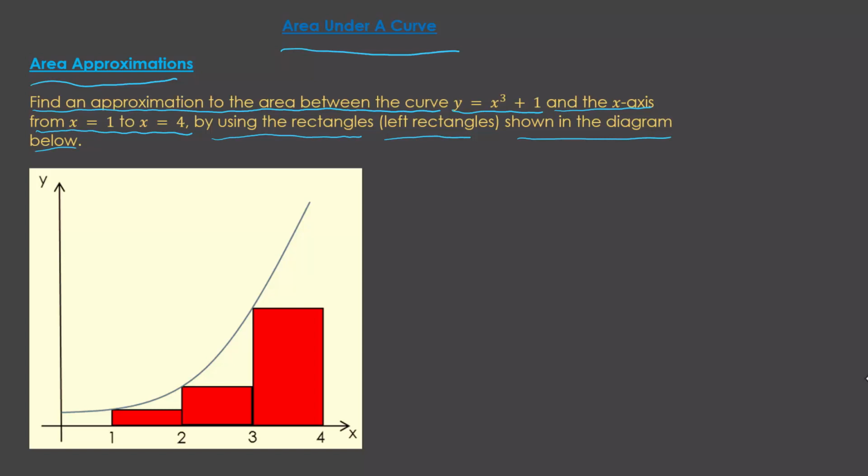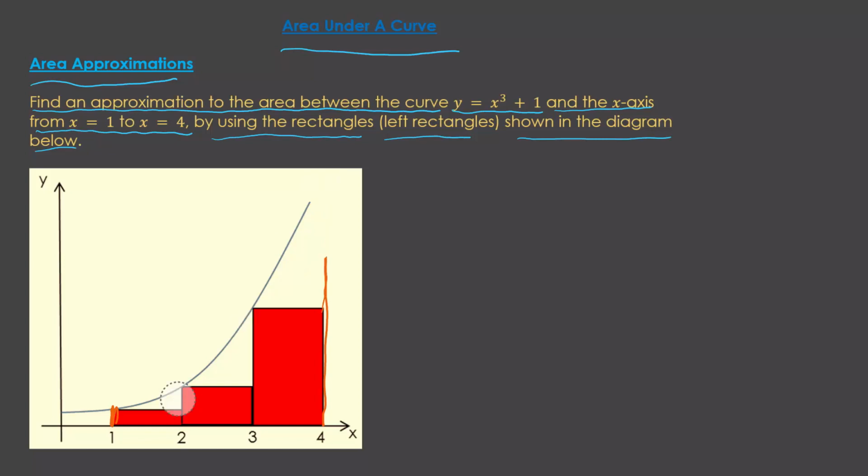So why are they left rectangles? Well, the height of the rectangle is the height of the curve at the left hand end. You'll see shortly we're going to use some right rectangles. Why is it an approximation? Well, the true area would be everything under the curve from here to here. And you can see that these bits of areas will not get counted.